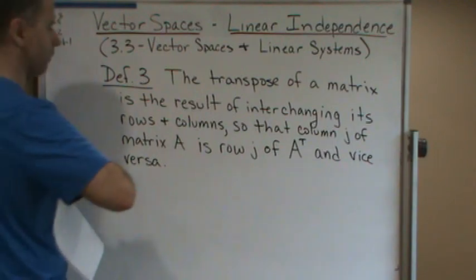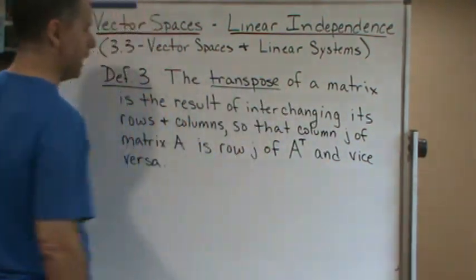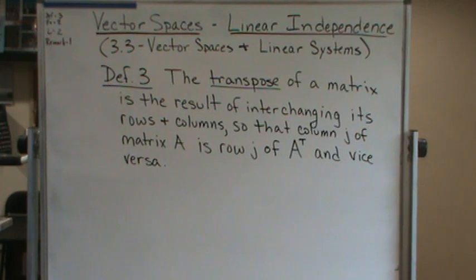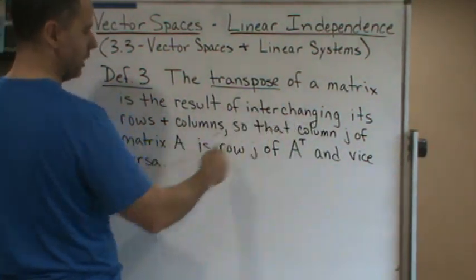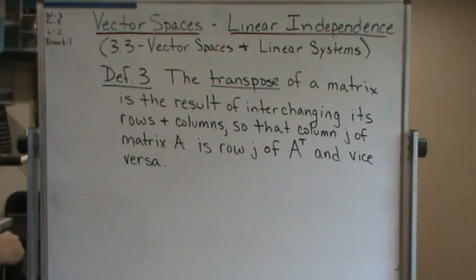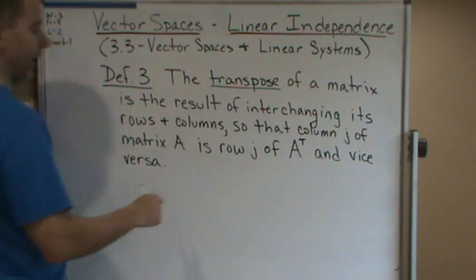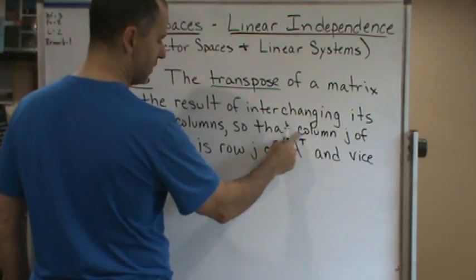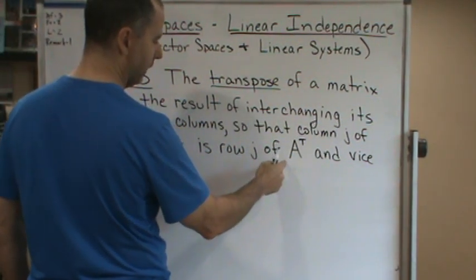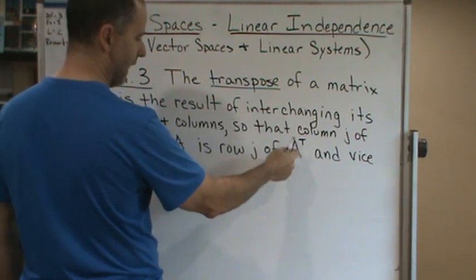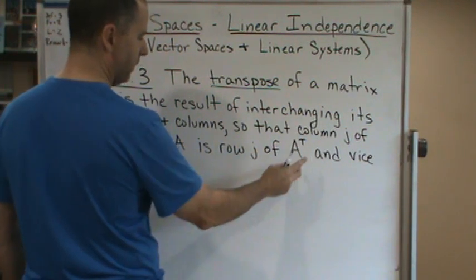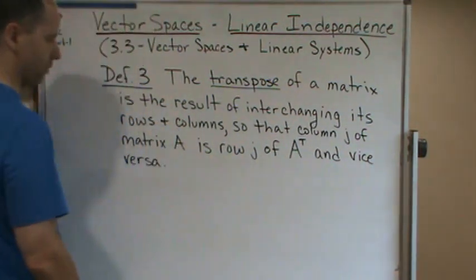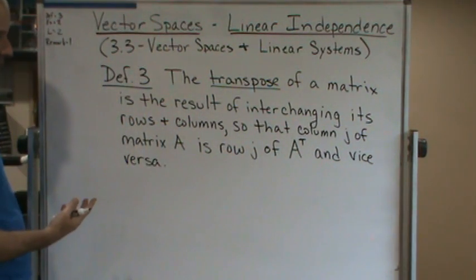So the transpose of a matrix is the result of interchanging its rows and columns so that column J of matrix A is row J of A transpose. So this T is the way we denote the transpose of a matrix. It's A with this superscript capital T, so that means A transpose. So it's a different matrix, okay?